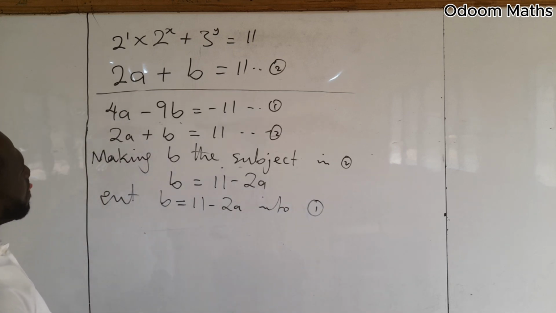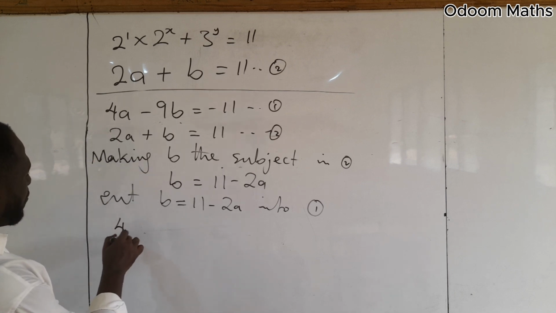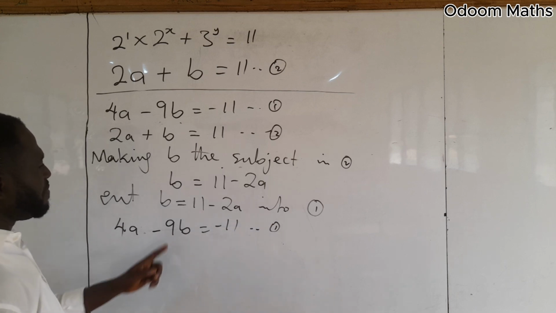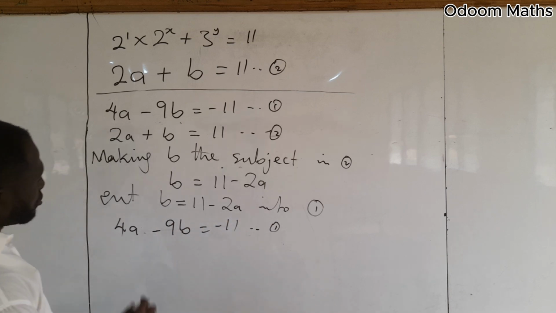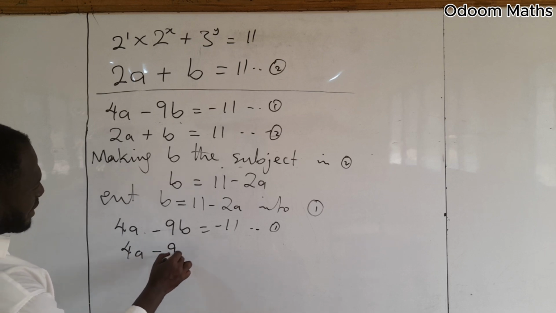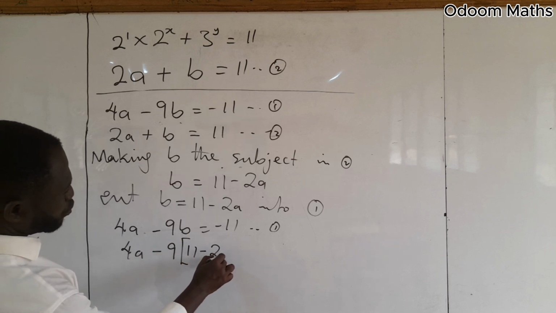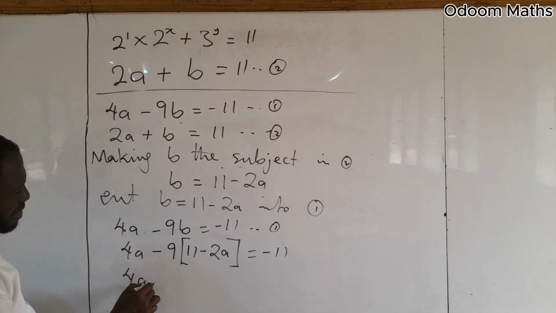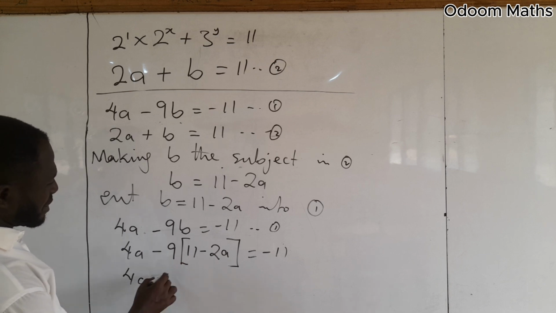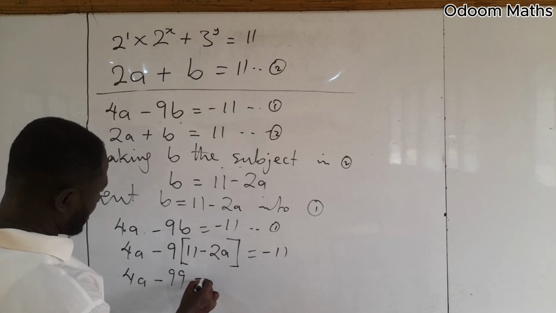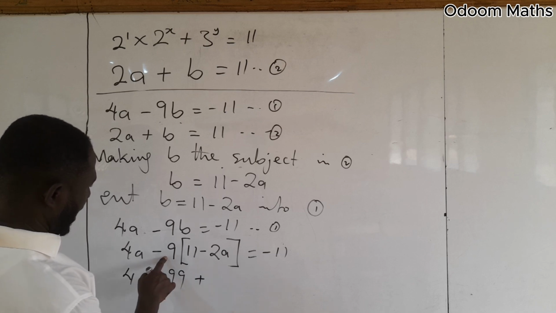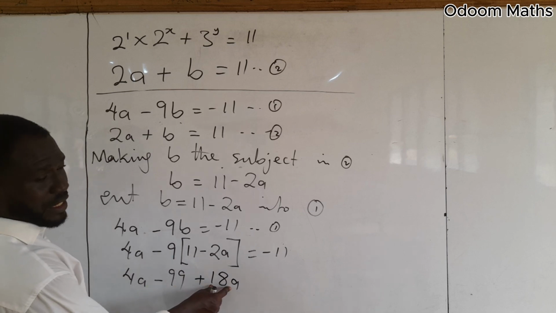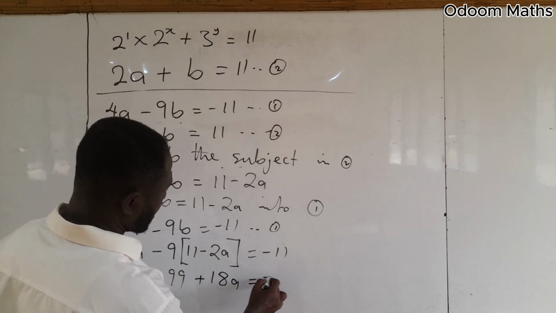So equation 1 is giving us 4a minus 9b equals negative 11. That is equation 1. So when we see b, we put 11 minus 2a there. So 4a minus 9 into brackets 11 minus 2a equals negative 11. So 4a minus 9 times 11 is 99, minus, this is going to be plus, so plus 9 times 2 also is 18a. So negative 9 times negative 2 is positive 18. Then equals negative 11.